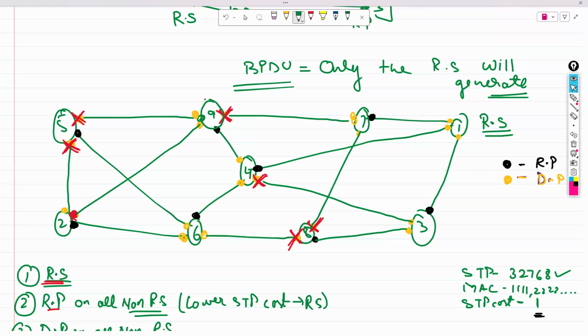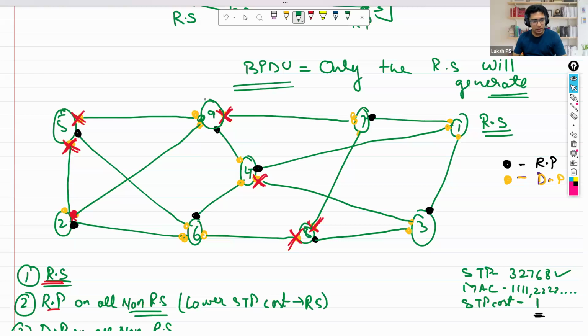Clear? So initially it will be a problem only for some time, not even a few seconds, until the root is selected. Till that time, the CPU usage will also be high, but not too high, because it's not data. It's a very small process, just comparing the MAC addresses.